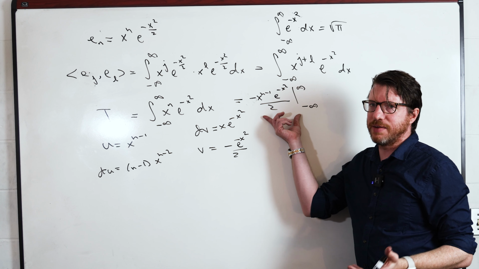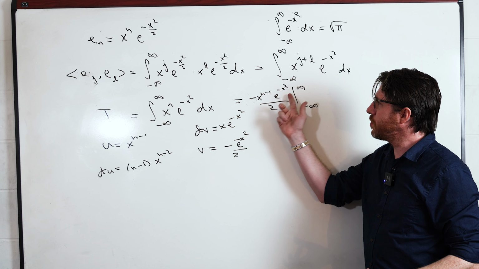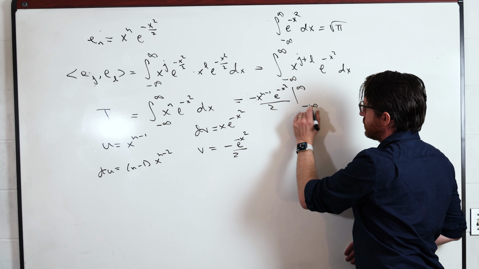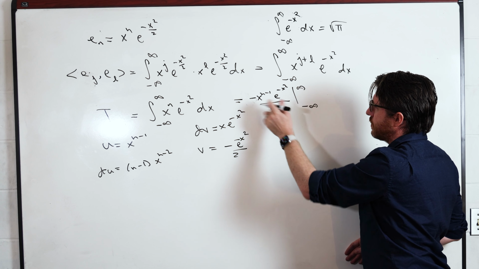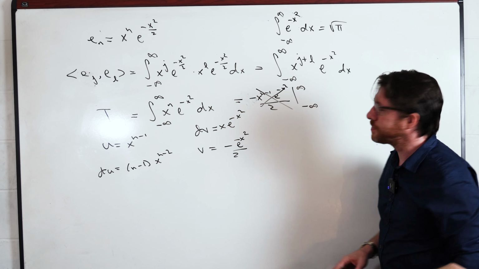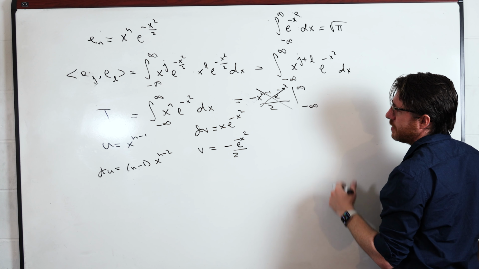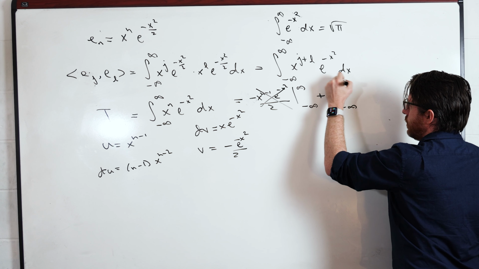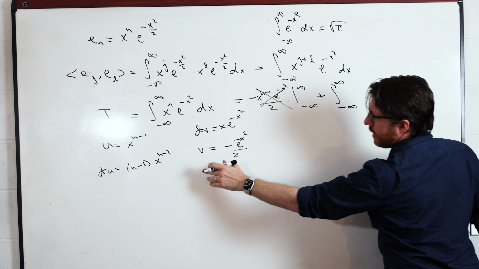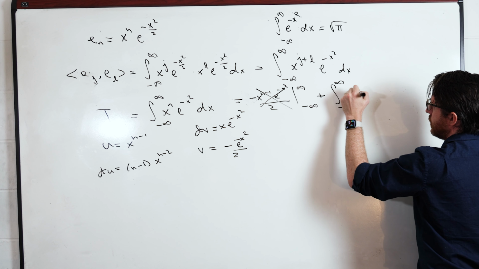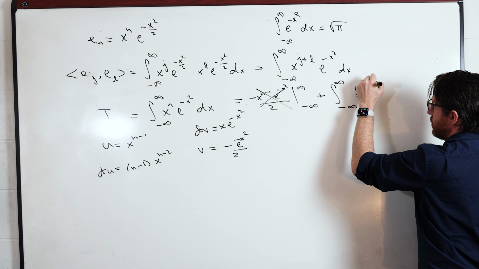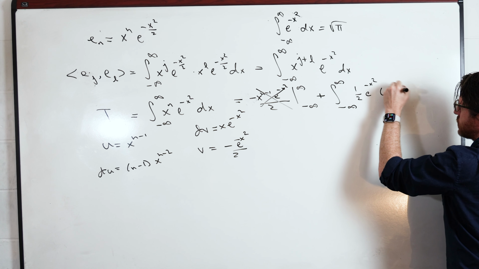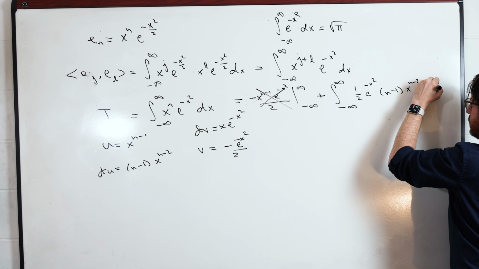Now, I didn't really have to write this down because this is just a monomial times a Gaussian that is going to 0 really, really fast. Towards minus infinity, this goes to 0. Towards plus infinity, this goes to 0. So altogether, it just disappears. So now I have minus the integral of v du. Minus, and here it turns into a plus, so it becomes the integral from negative infinity to infinity. We're going to have v, which is going to give us 1/2 times e to the minus x squared, and we have our du, which is n minus 1 times x to the n minus 2 dx.